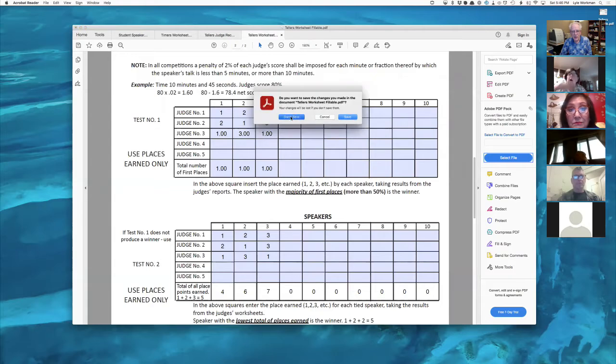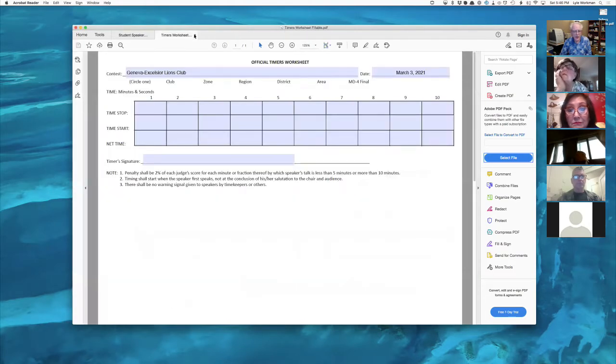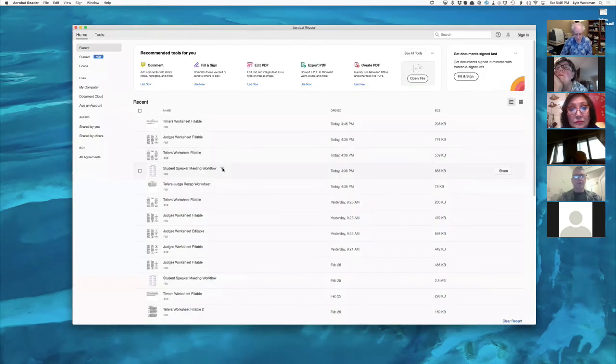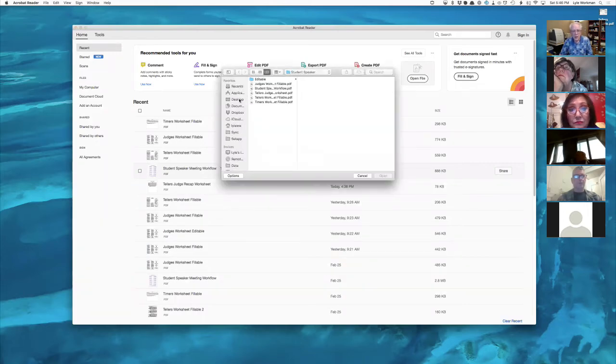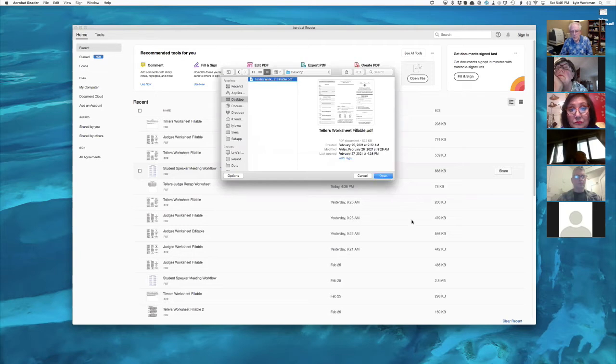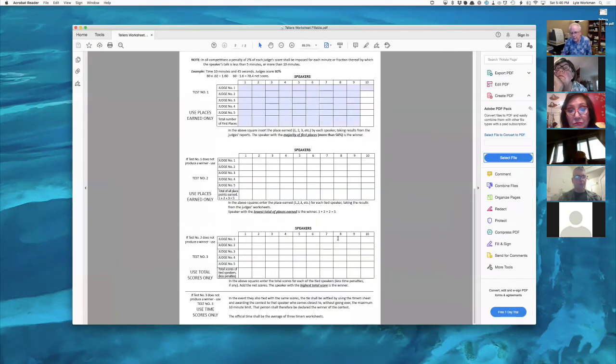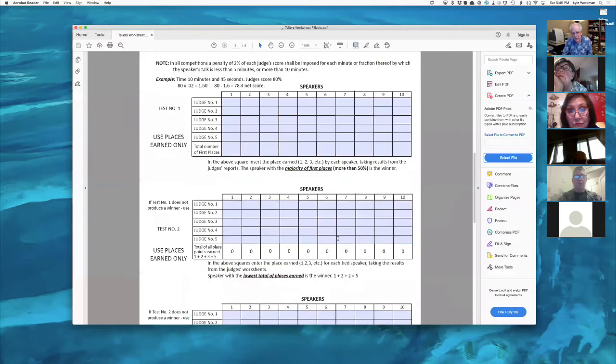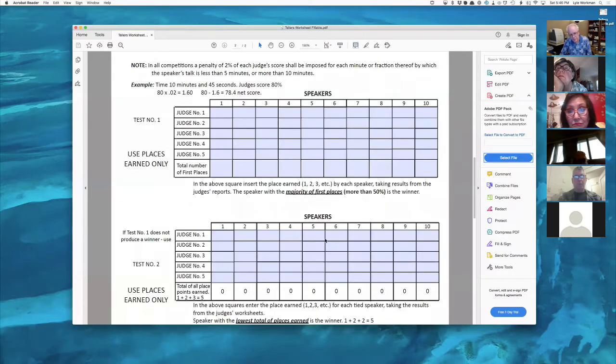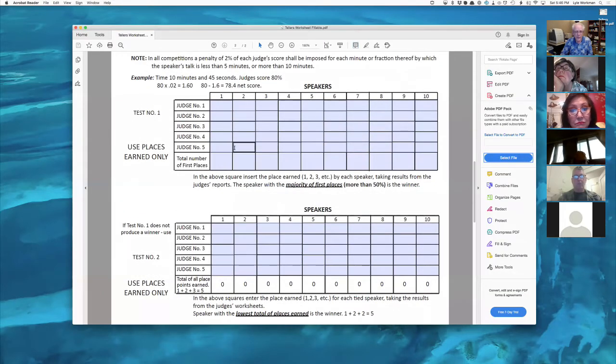I'm going to close all these real quick. Now, I'm going to show you one of the main reasons that I recommend everybody use Adobe Acrobat. All right.